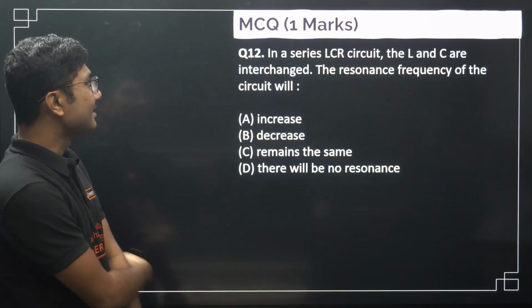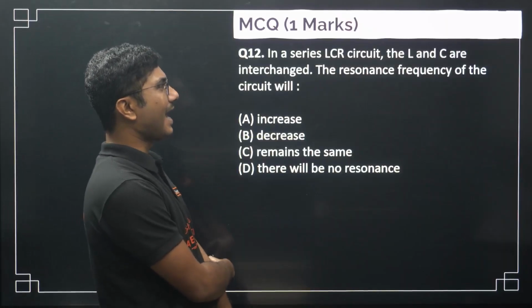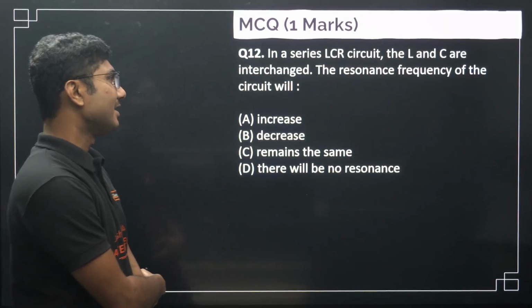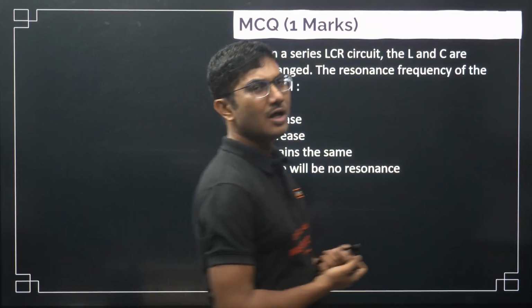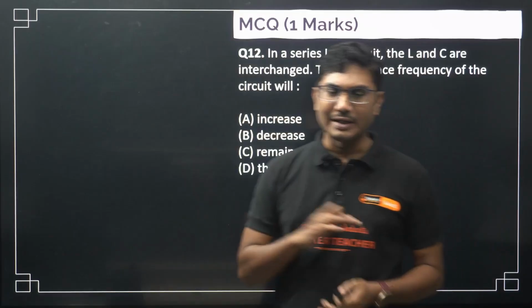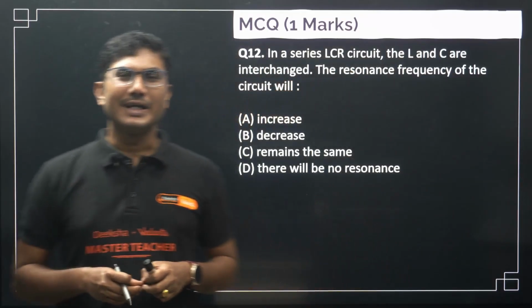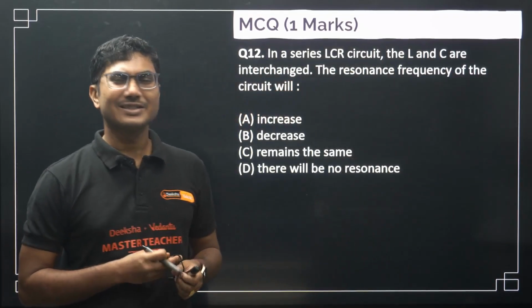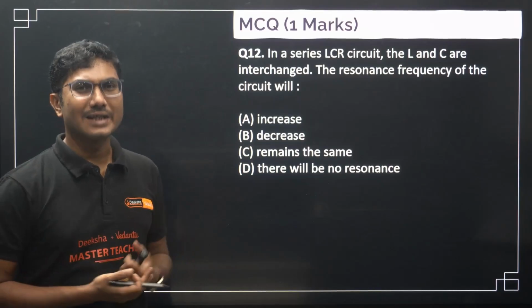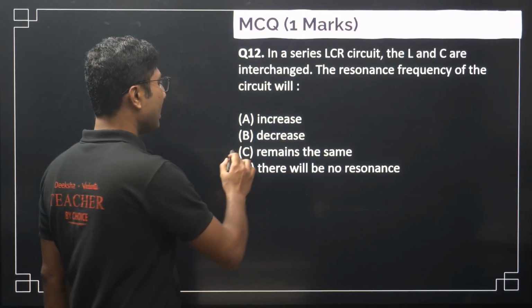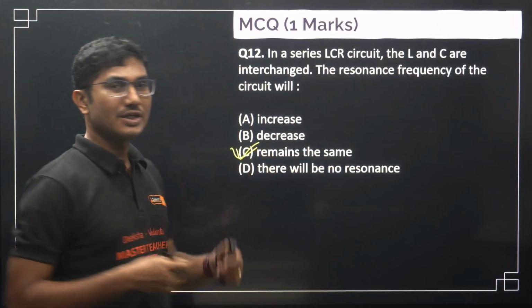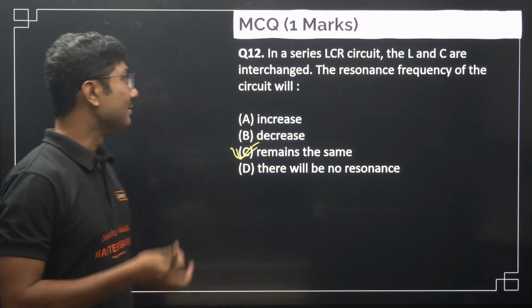Next, in a series LCR circuit, L and C are interchanged, the resonance frequency of the circuit. So it's a series combination, so it does not matter even if you interchange the position of L and C, as long as they are connected in series. So the resonance frequency will remain the same, it does not change if you interchange L and C.